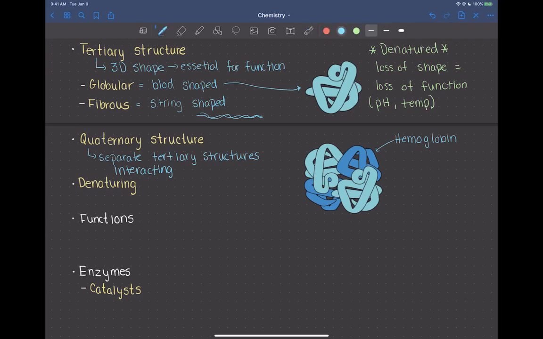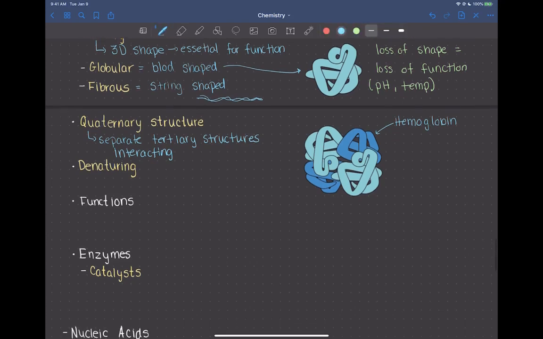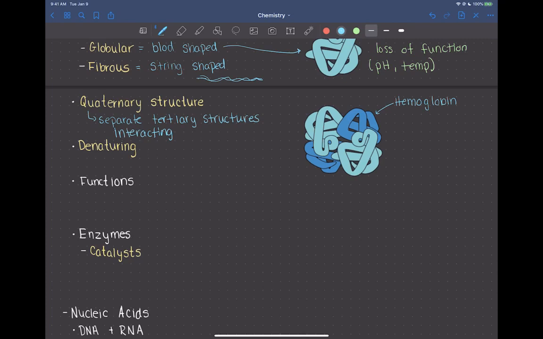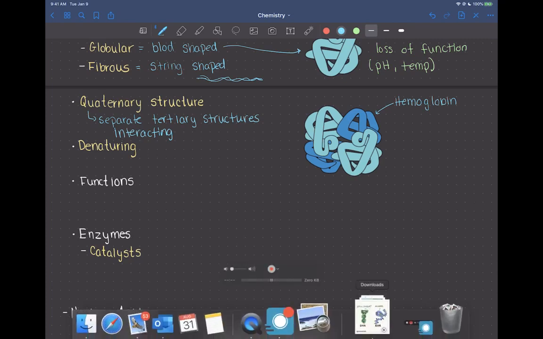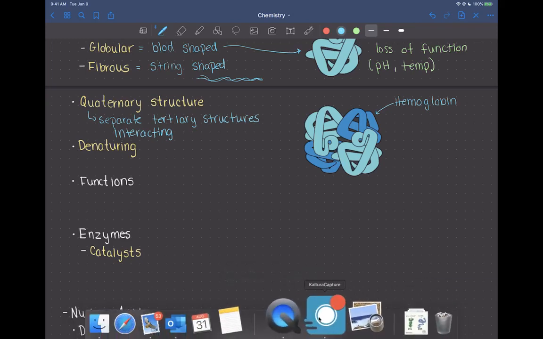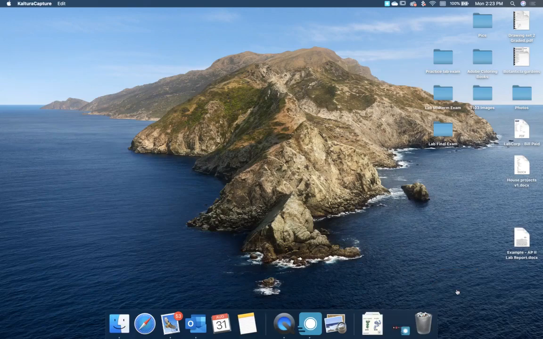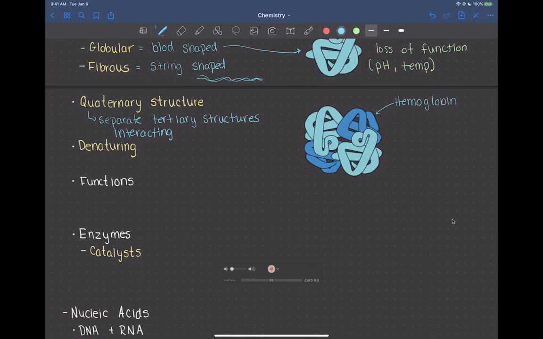Okay, and so I got a little ahead of myself on denatured. We already talked about denaturing. So proteins are denatured, they lose their function. Okay, let's talk about some general functions of proteins. Many of these functions we'll talk about later in the semester and even next semester as well, as we see actual examples of those functions.